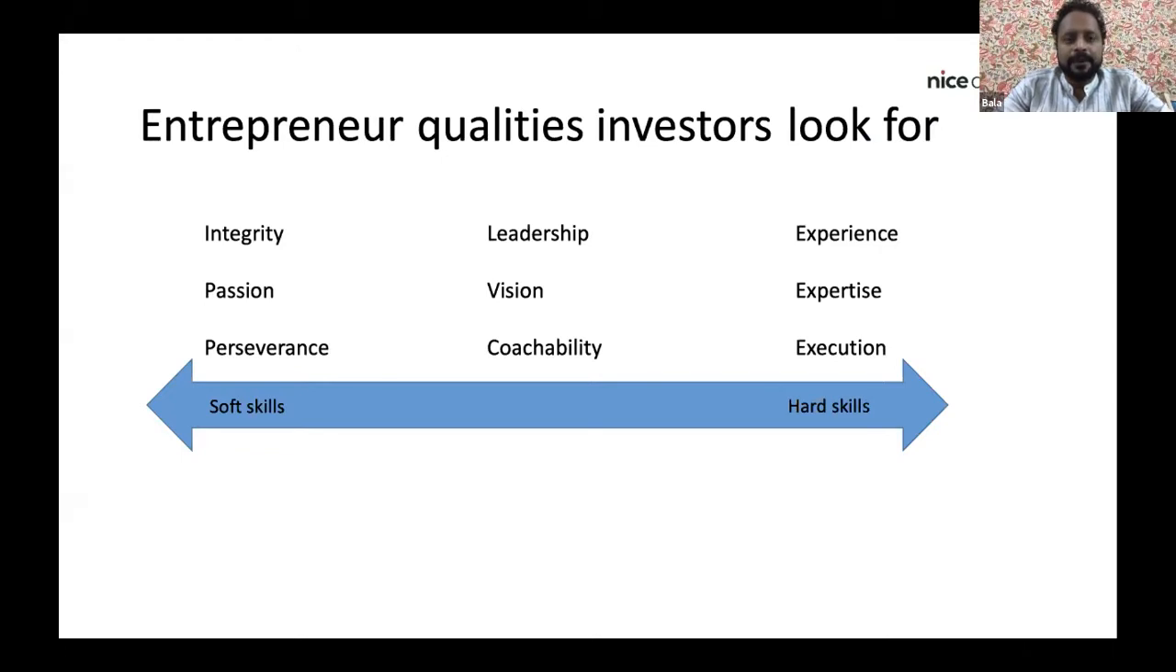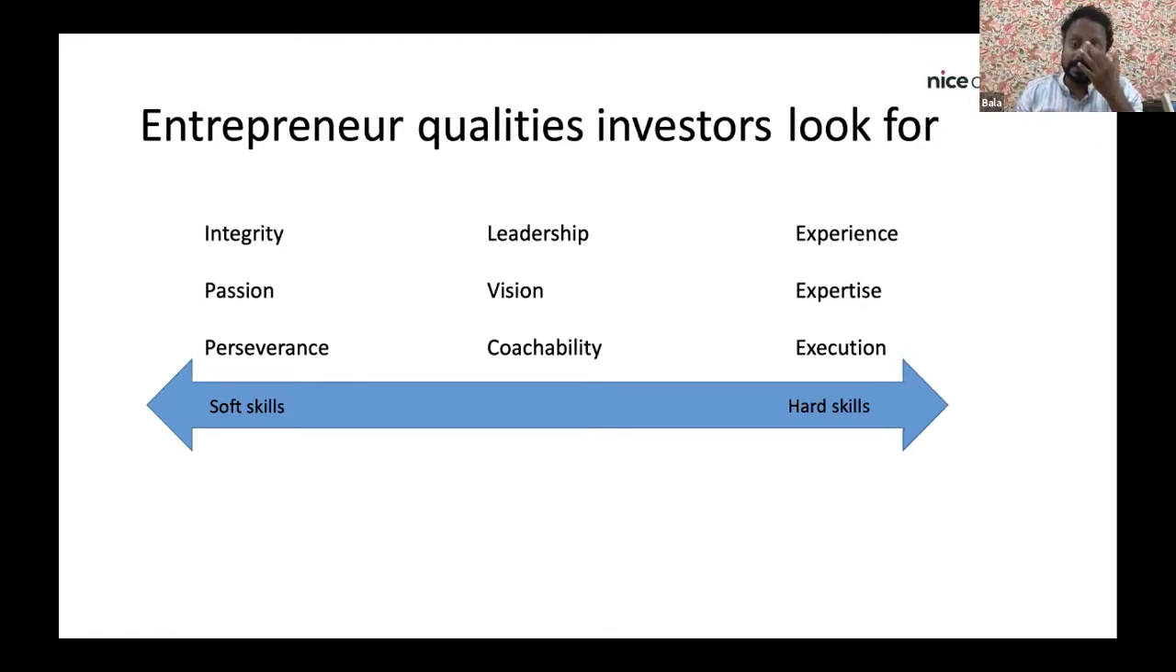There are many qualities, and I'm just talking about a few here. If you look, there are hard skills on the right-hand side, soft skills on the left-hand side, and some are a mixture, a combination of hard and soft, in the middle. The hard skills are something you can measure, or something you have proof for, which is your experience, your industry expertise, your ability to execute. These are things you can show that you have done in the past, even in some other context.